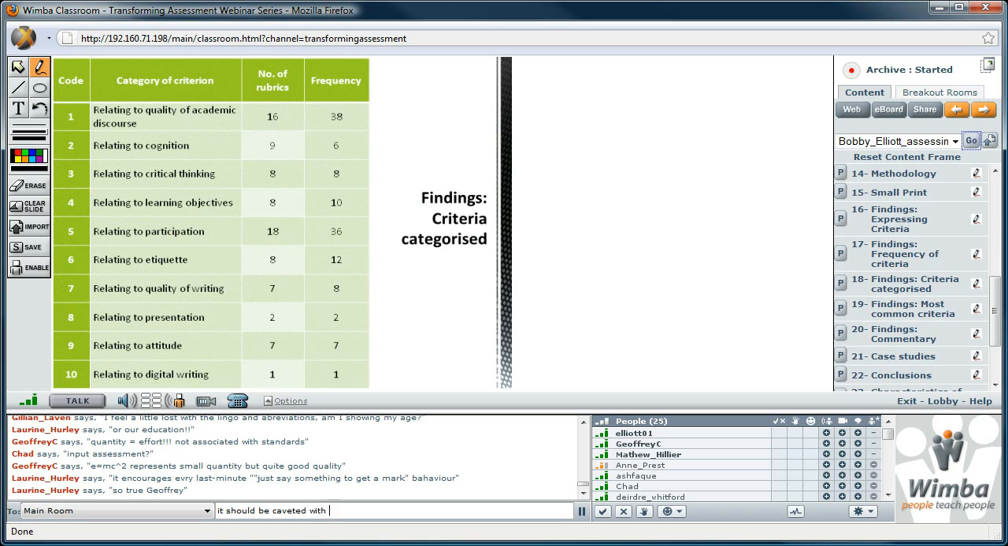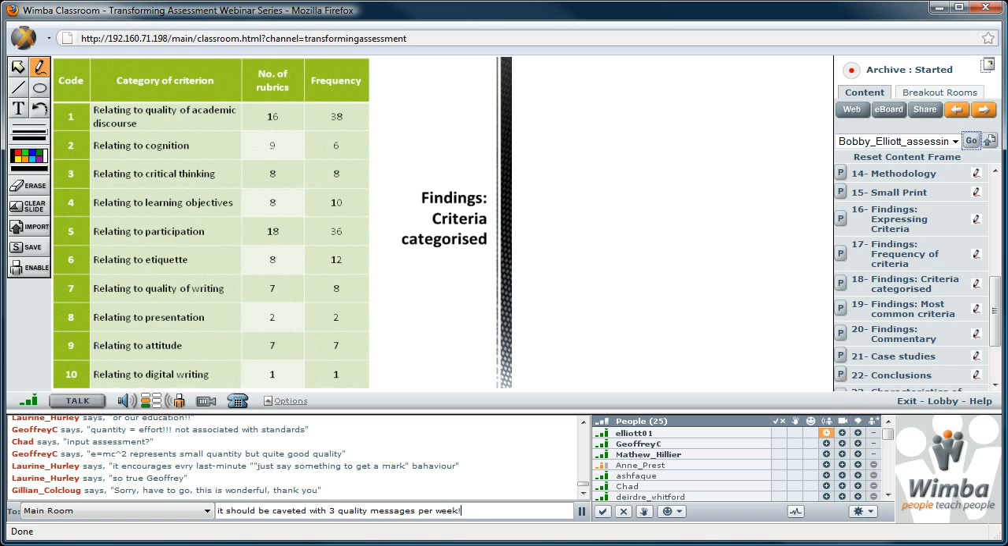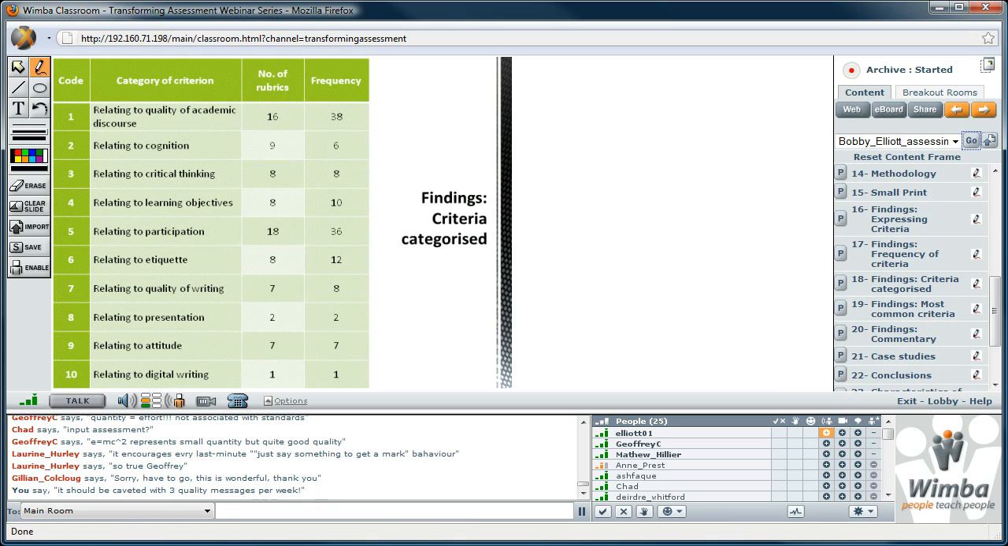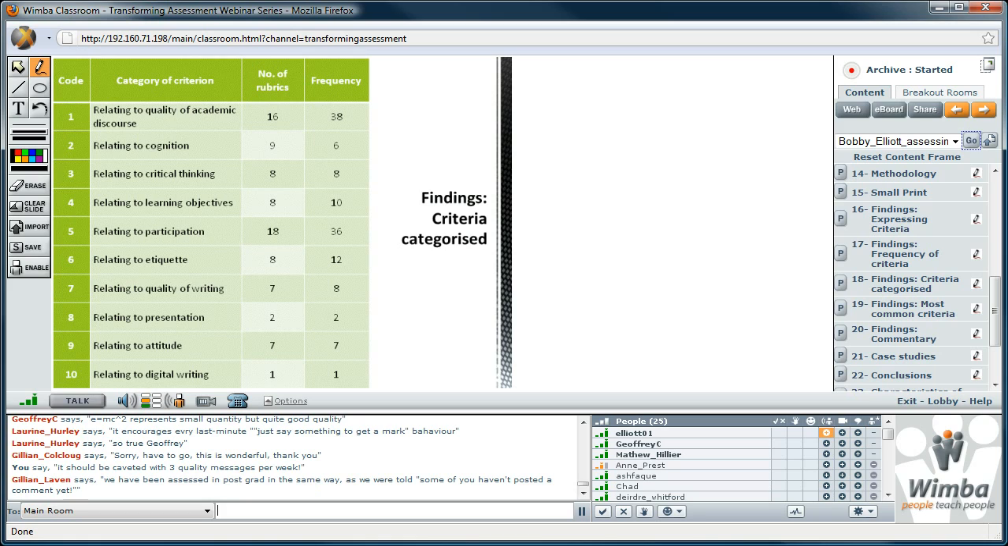Okay, when I had those 33 unique criteria, I then endeavoured to code them. I coded them under 10 headings. I came up with 10 categories of criteria. The 10 categories are in the left-hand column. So, for example, code 5 is all of the criteria relating to participation, which would be something like the number of messages posted, how often the students visited the forum.